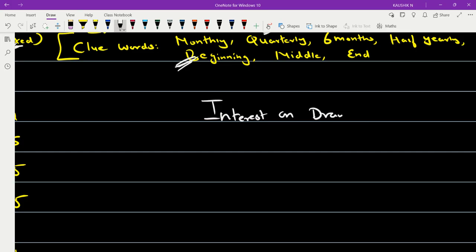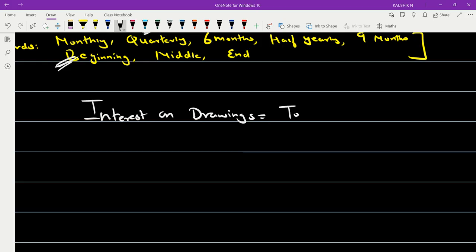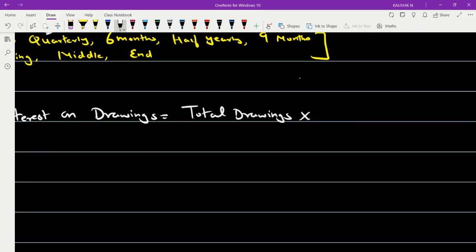Interest on drawings is equal to total drawings, or the amount of drawings, into the rate of interest by 100, into whatever table value you are going to substitute. As per this case, it is 7.5, and it is for the average period method, so the period of 12 months: 7.5 by 12. This is how you have to substitute it.